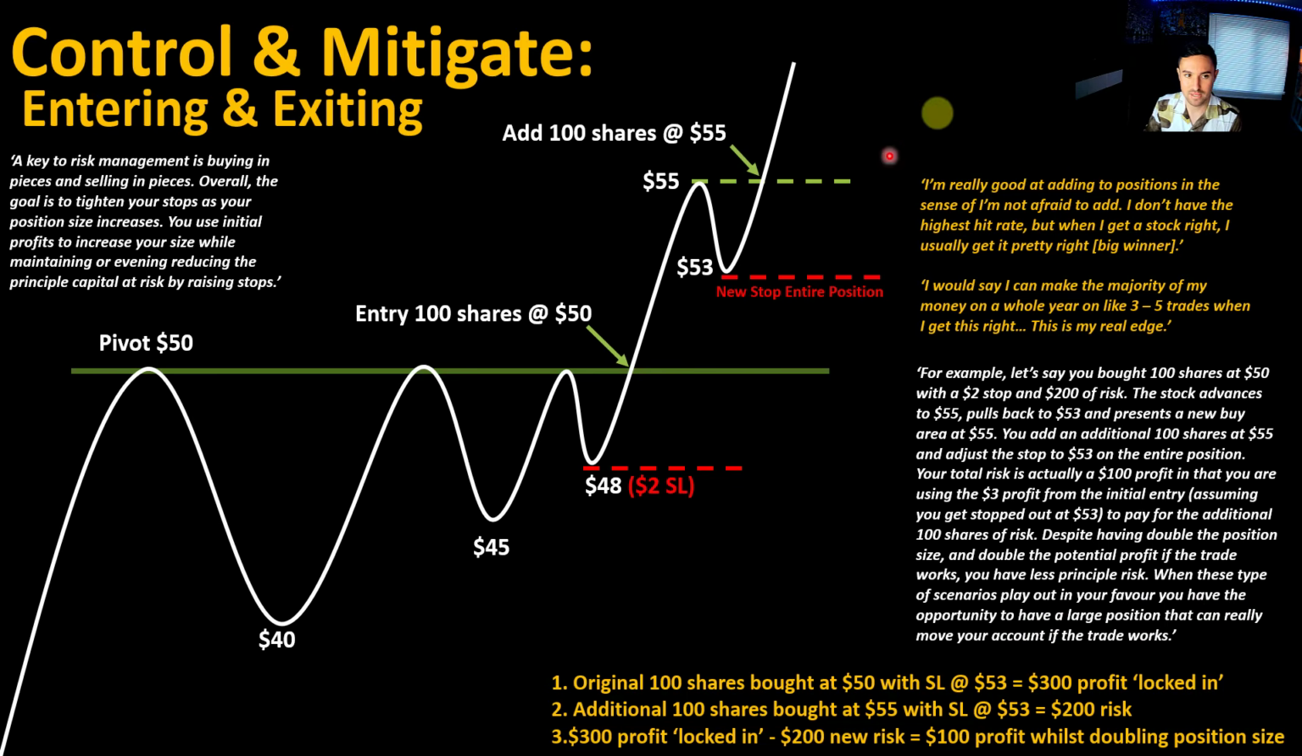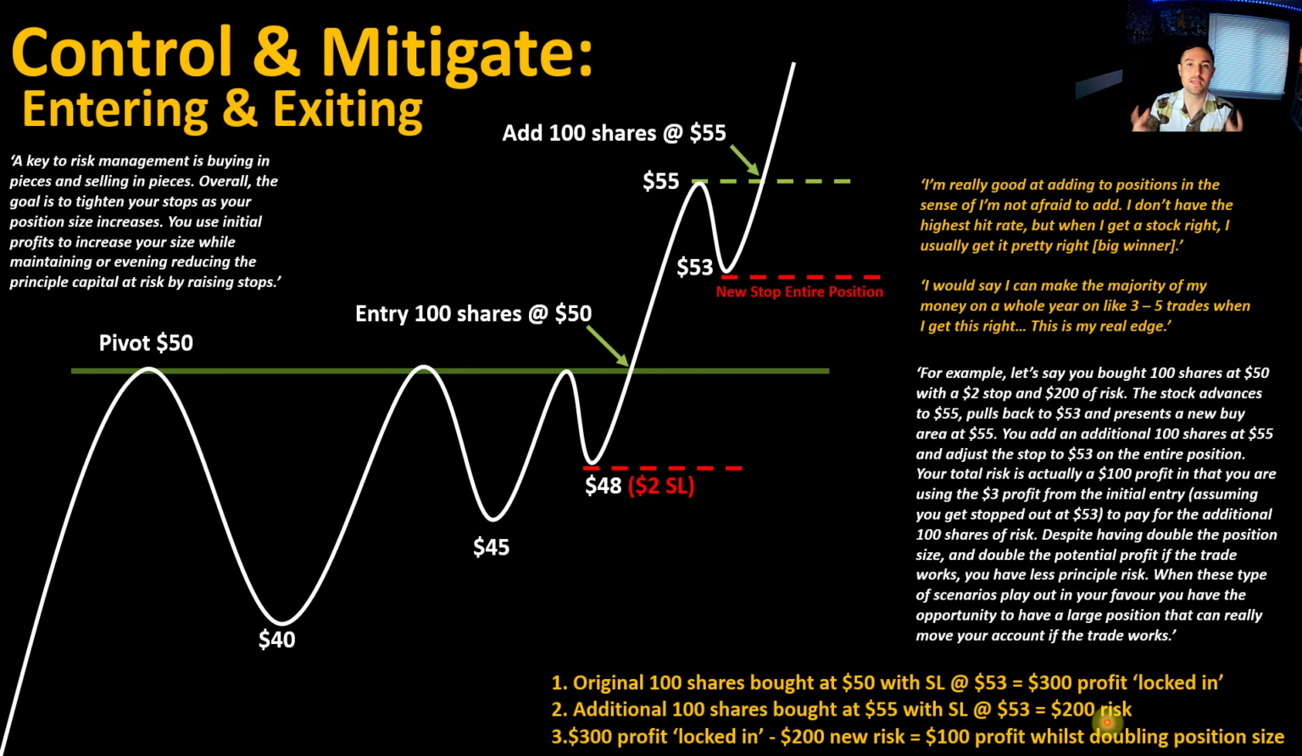So here's the maths on this example that we're doing here. Your original 100 shares bought at $50 and then the stop loss at $53 means you're locking in $300 of profit. You're buying an additional 100 shares at $55 here with a stop loss at $53, so you have $2 of risk per share, which is $200 risk. So your $300 locked in profit minus your $200 new risk equals $100 profit, while doubling your position size.